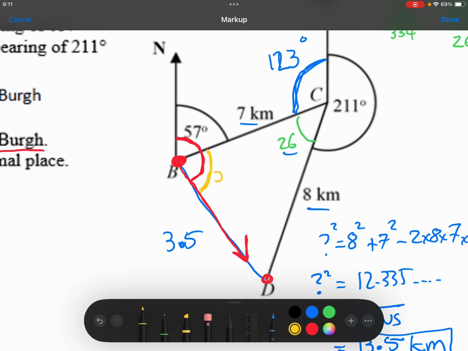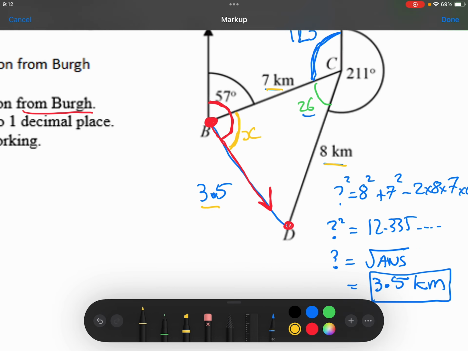So I'll call that yellow angle there X. And I know all 3 sides of the triangle now. So I can use the cosine rule for angles to work out angle X.